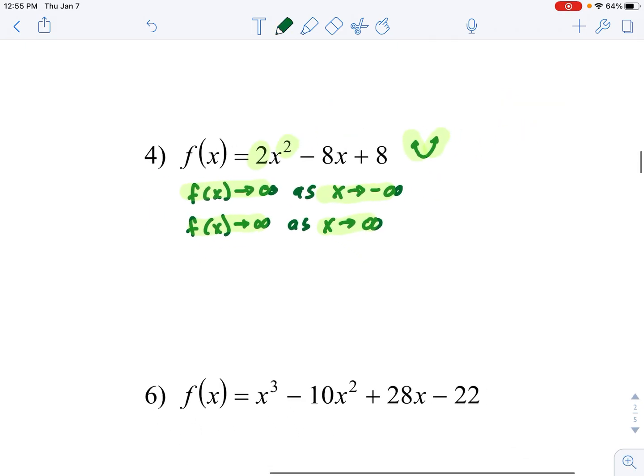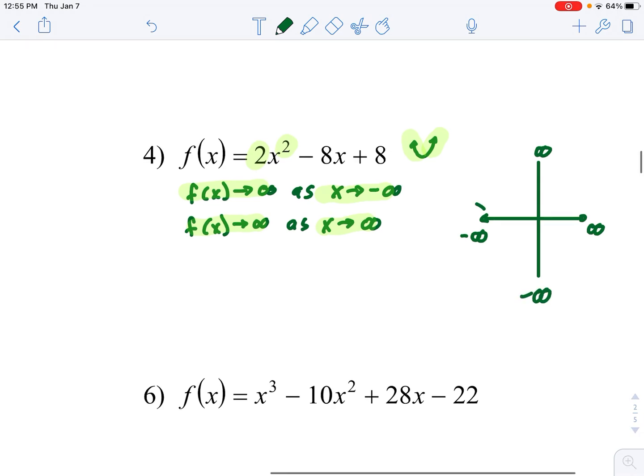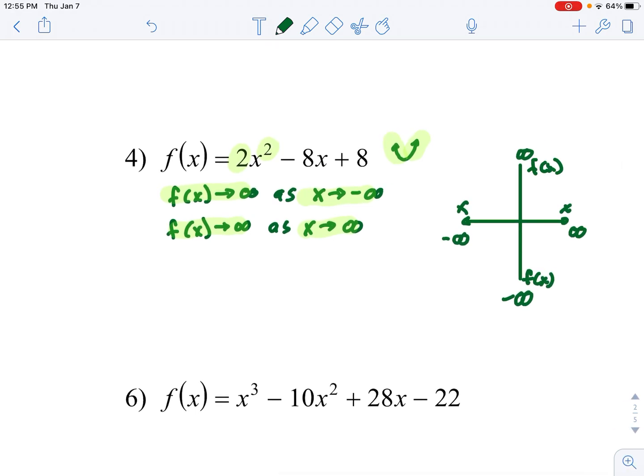To give you another perspective, if it helps, if we look at just the regular x-y axis, left is negative infinity, right is positive infinity, up is positive infinity, down is negative infinity. This is x, the x-axis, this is the y-axis, but instead of y, we'll call it the f of x axis. So again, maybe you can see how x negative infinity means left, x positive infinity means right, f of x positive infinity is up, f of x negative infinity is down.